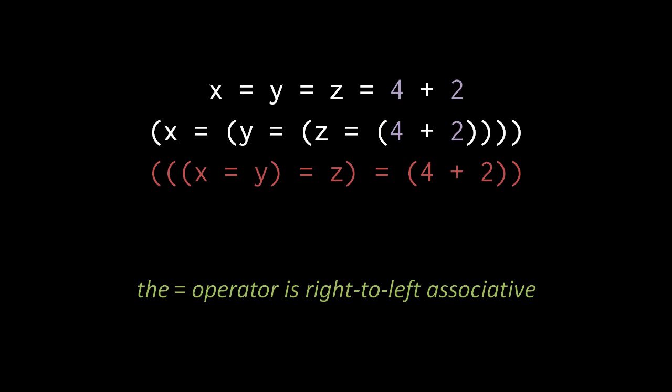As you can see, that would mean assigning the value of z to the expression x equals y, but that doesn't make any sense. X equals y is not a valid kind of assignment target. It's not an L value. So in fact, the assignment operator is made right to left associative to make chaining assignments possible.